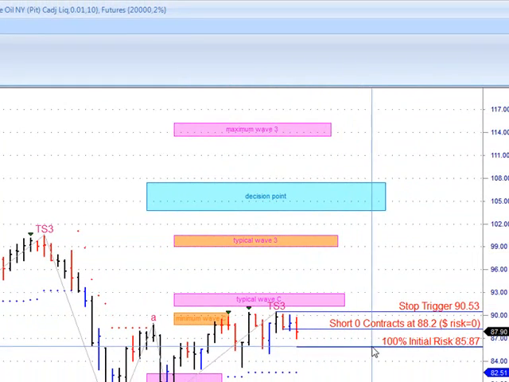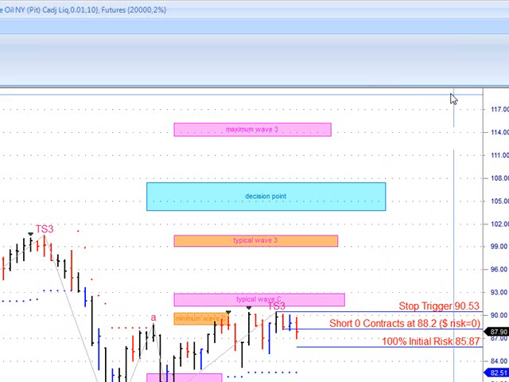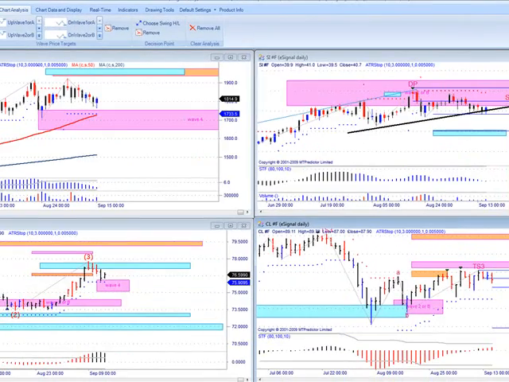If you get to that 100% initial risk line at 85.87, move stops to the entry at 88.20 for a risk-free trade at that point. But we'll see how that one plays out.